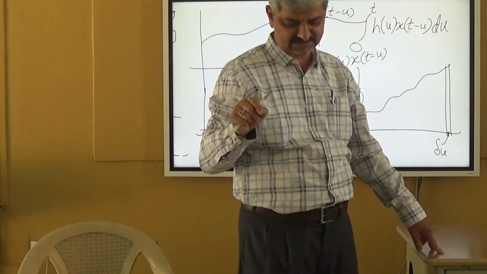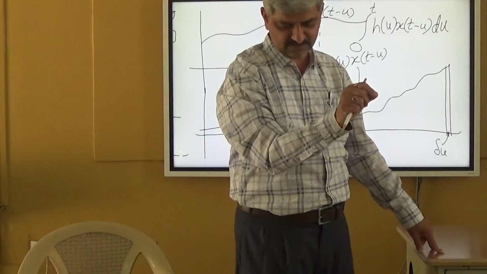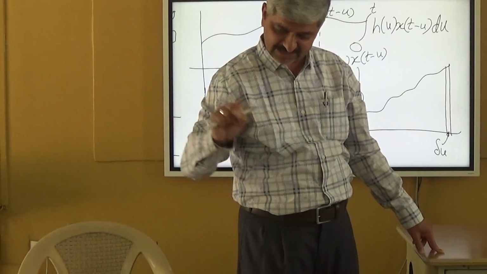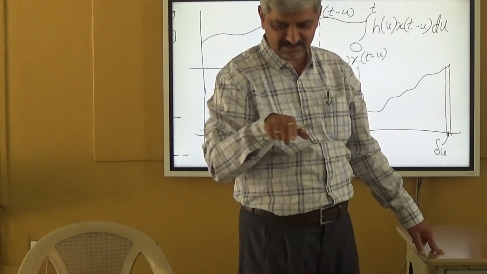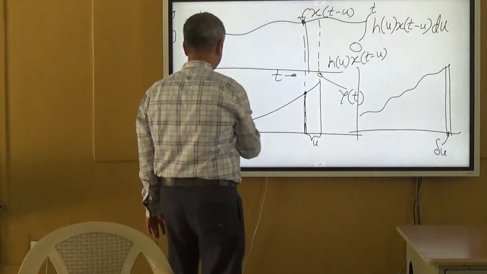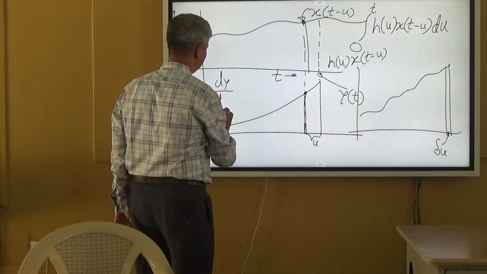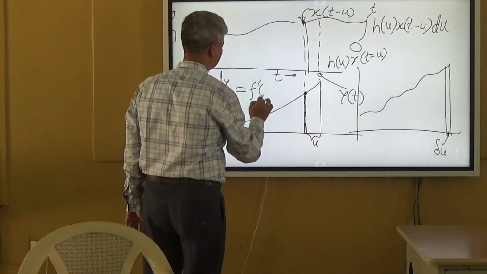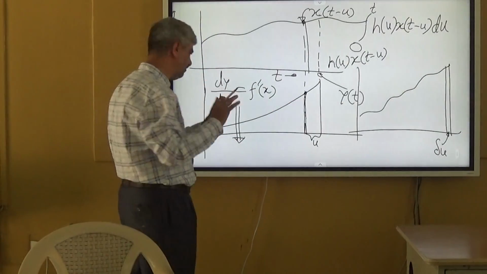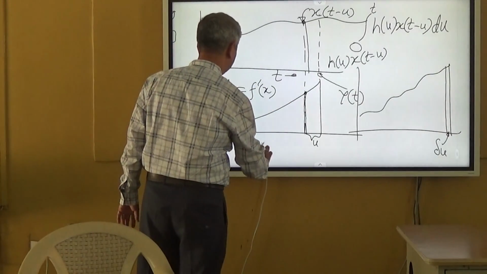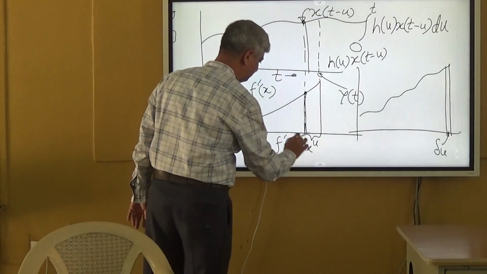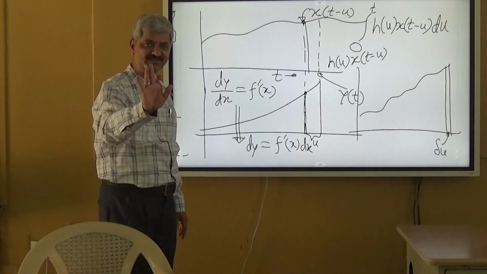dy by dx is f dash x. Very classic, dy by dx is equal to f dash x. Therefore, what we write in common sense, dy is equal to f dash x dx. Is it correct? It is not correct. What is correct?